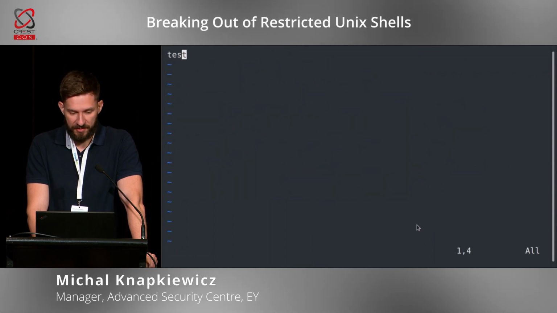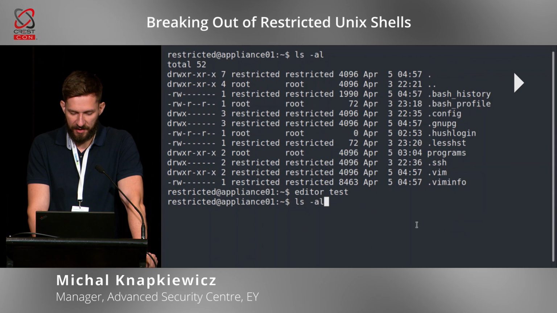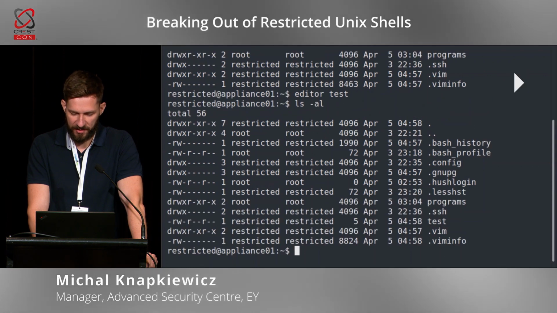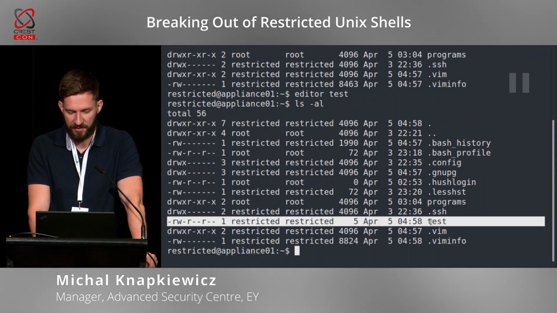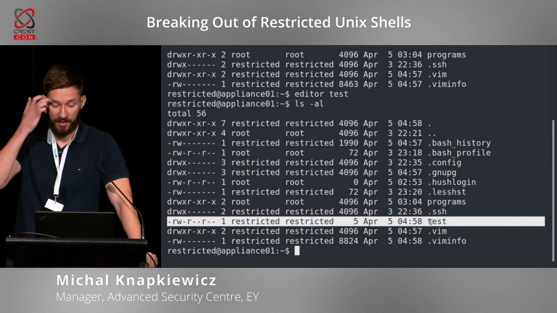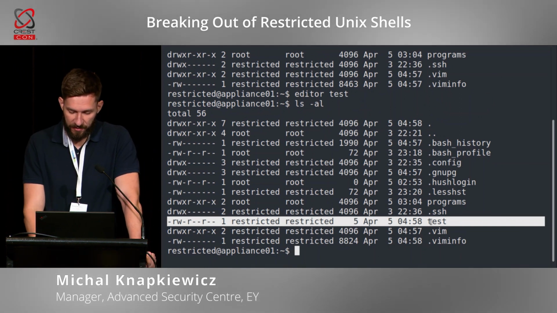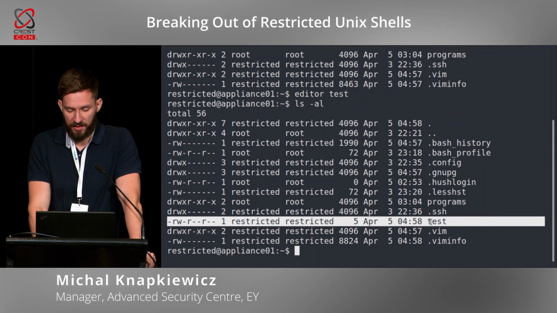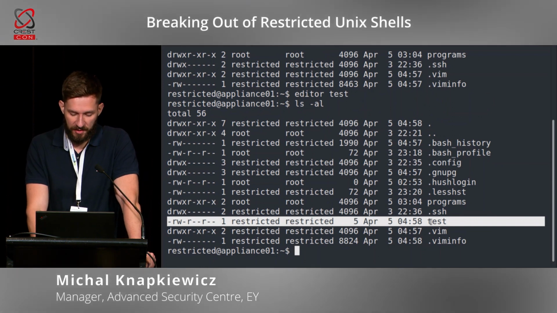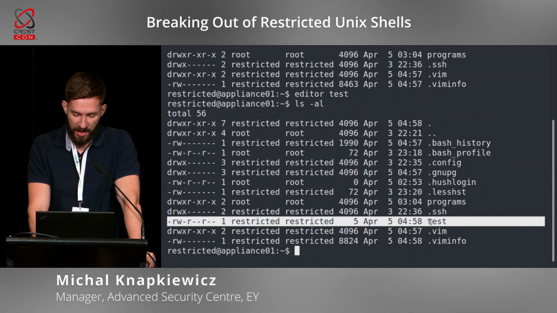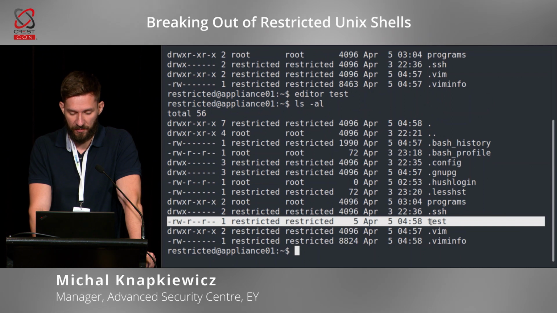So let's just create a test file using the editor. As you can see, the test file has been created, so that confirms that we can write to the current directory. Remember I mentioned that if you can copy and execute files in your current directory, that's a pretty good way you could break out. We tried copy before, that didn't work, but there are different ways you can do it. So again, Vim comes to the rescue.